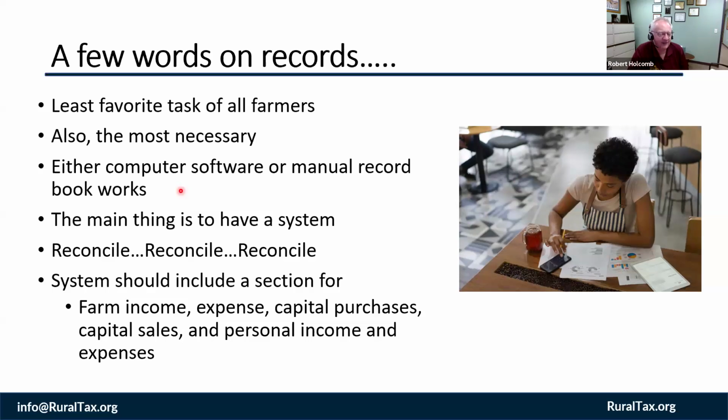But on the software side of things, computer software handles the math really, really nice. You're not sitting there with an adding machine adding up a ledger book or anything like that. Main thing is to have a system. You need to have a system in order to keep track of income and expense, and it needs to be something that you keep up with as the year goes along.